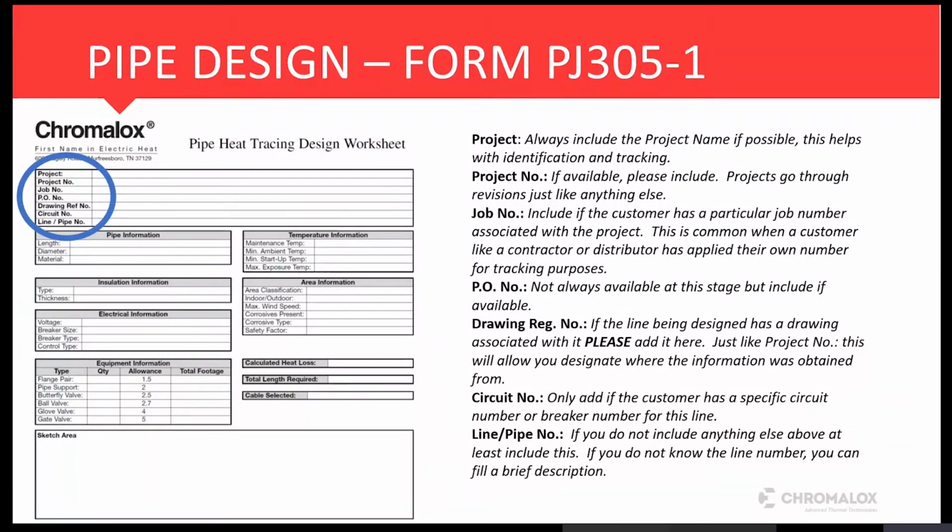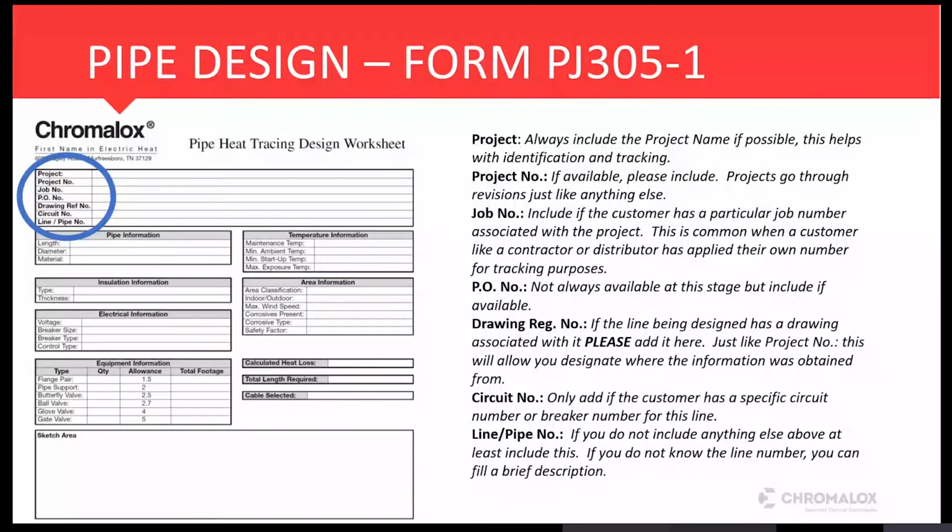Thanks, Dee, and thanks everybody for jumping on. I think everybody should be familiar with our pipe heat trace design worksheet. This is a little outdated, but it's very to the point and gets a lot of the basic information that we have to have. It's form PJ 305-1. It's on the website. Hopefully everybody has a copy of this. It's a nice form you can send out to a customer and have them fill in all the information they can and send it back to you instead of you asking all the questions and taking the notes.